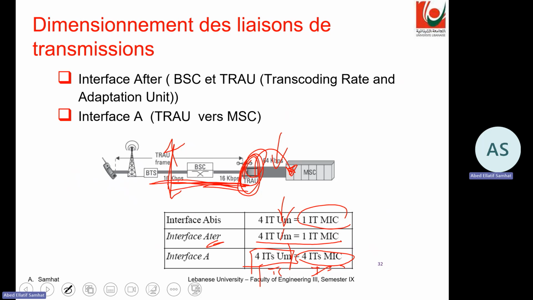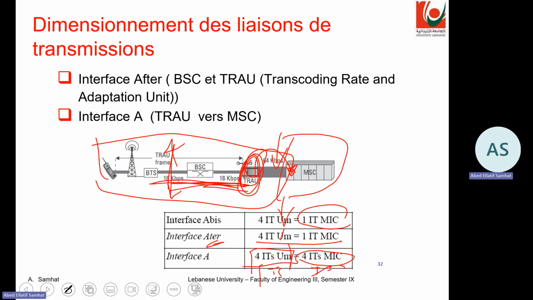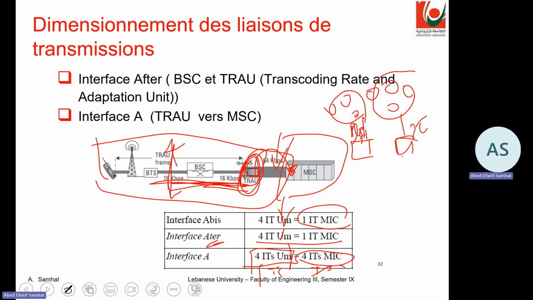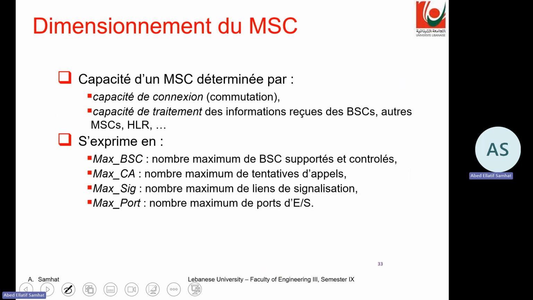So this is generally how to dimension those links. Now we arrive at the mobile switch center. Just to summarize, we determine the number of cells. After that, based on their capacity, we decided which base station controller and the capacity of each of them. After that, we make the dimension of the link to connect them. And now we arrive at the mobile switch center and how to dimension it.